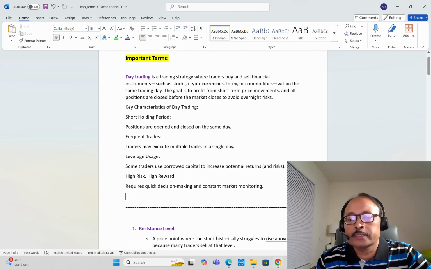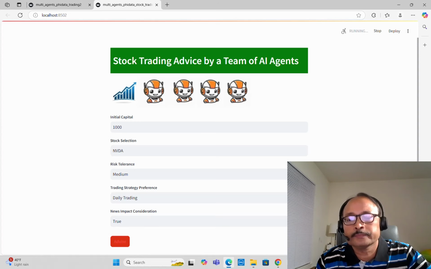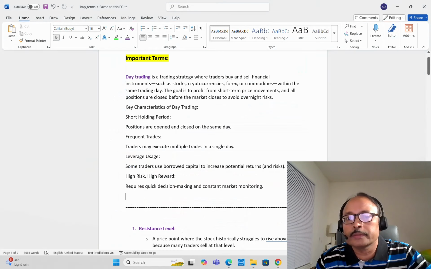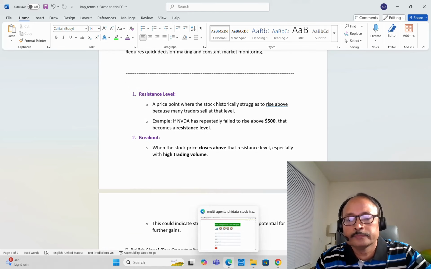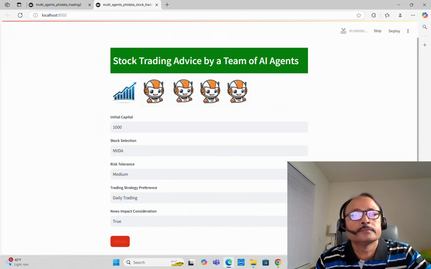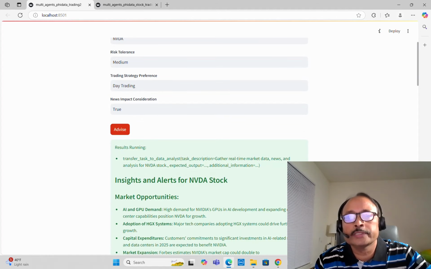So now we understand day trading, and other things we also understand here in the user inputs. Now we have to click on the advice button. So while it is running, I'll go to the other terminologies that I will explain. And I'll just show you the results here.